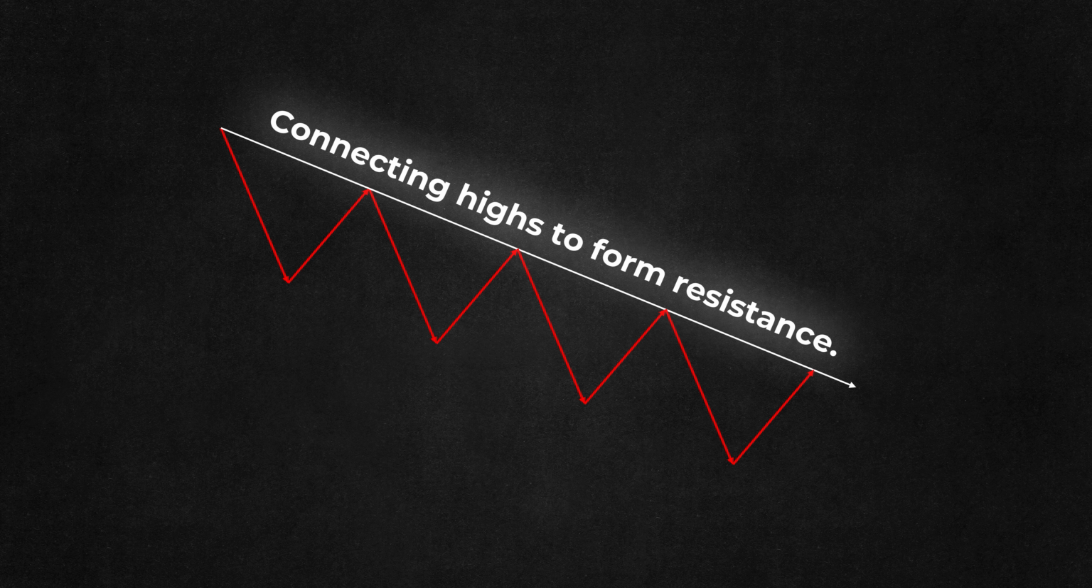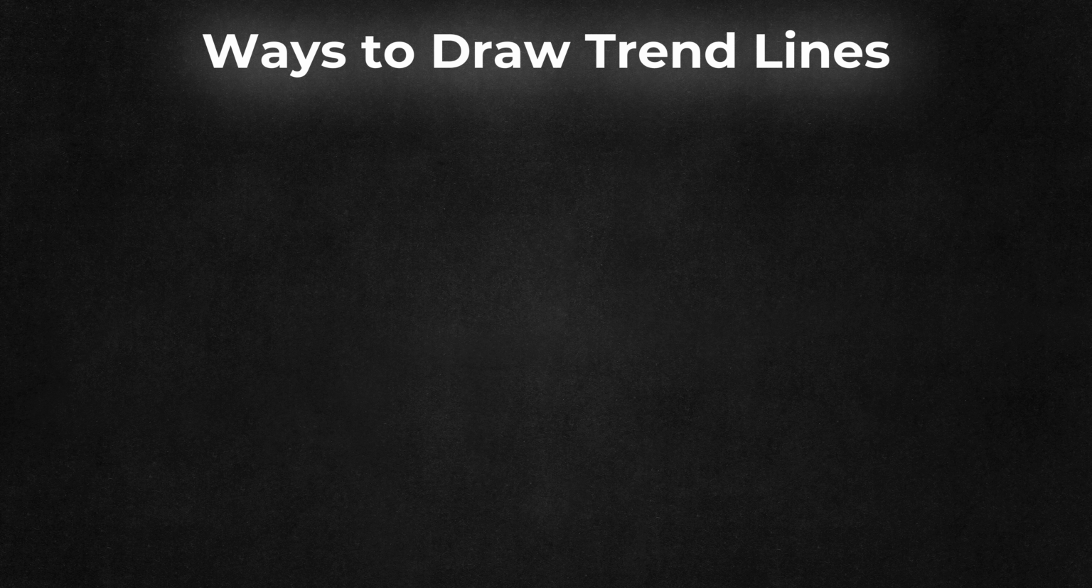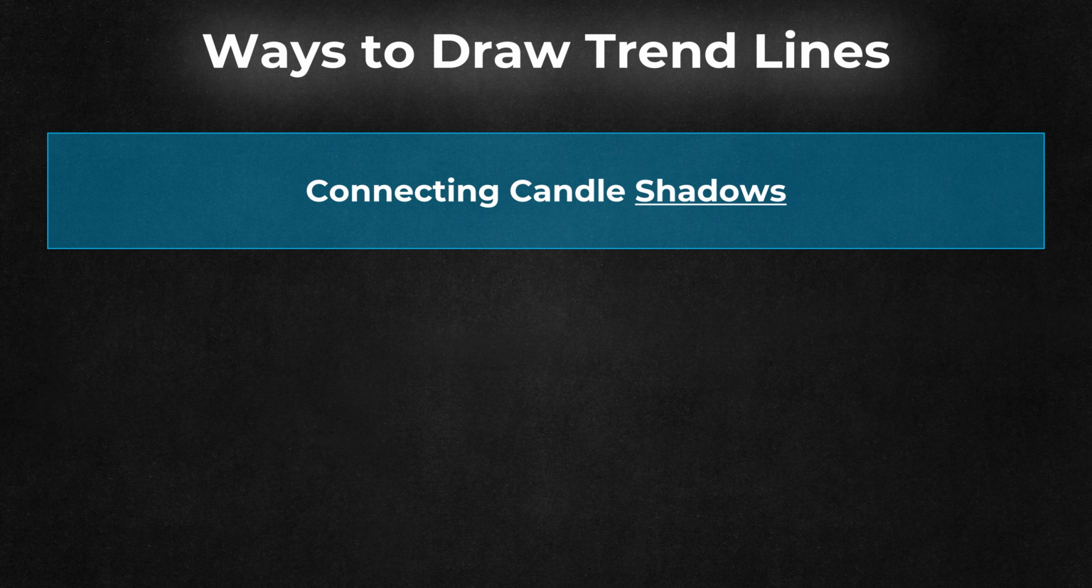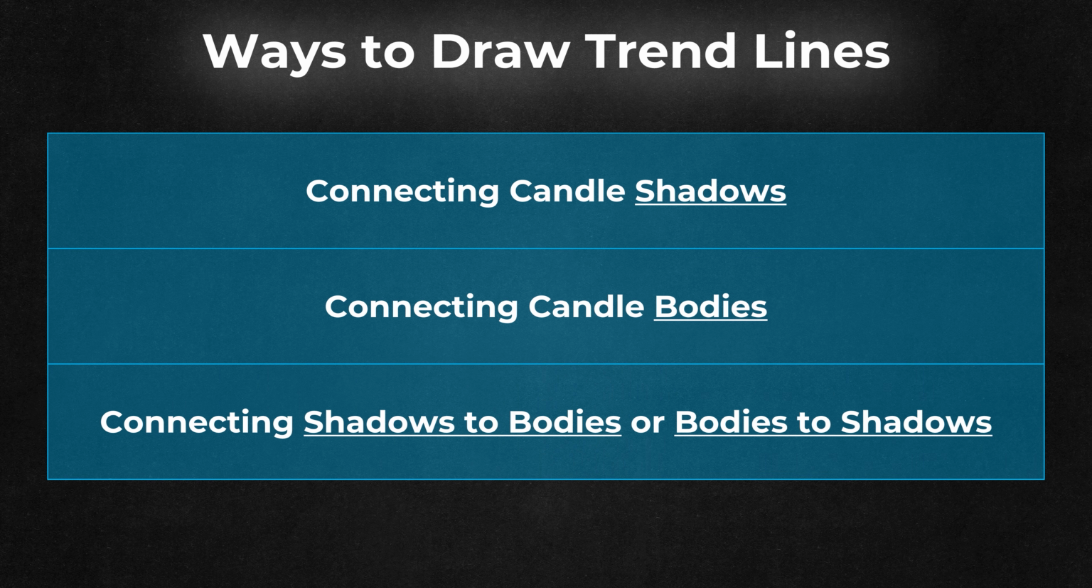The question that emerges now is how to draw trend lines properly. There are mainly three ways of drawing trend lines: connecting candle shadows, connecting candle bodies, or connecting shadows to bodies or bodies to shadows. Let's move on to real price charts to see examples of the three methods in action, starting with the method of connecting candle shadows, which is perhaps the most common.